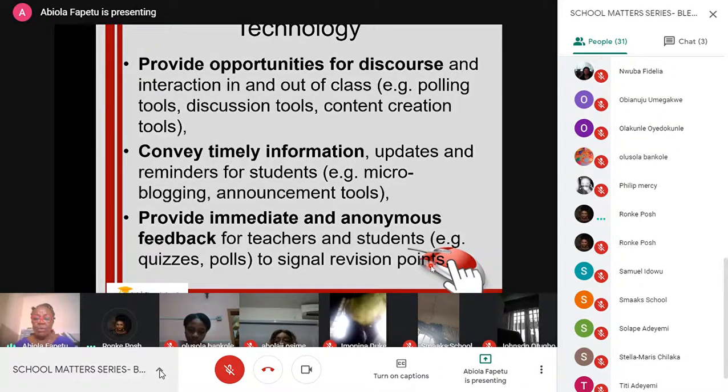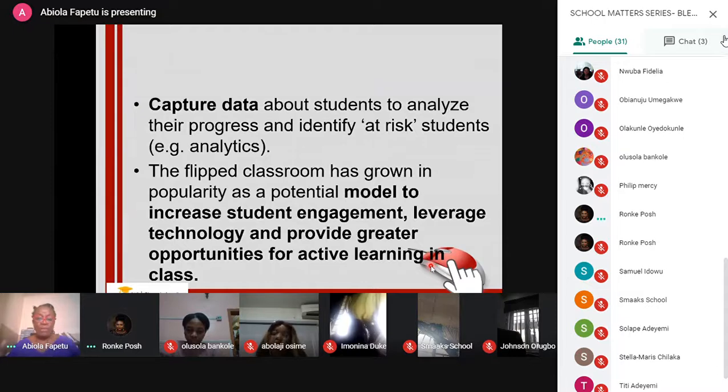You can signal revision points through all other technical or technologically based tools. Capture data from, for example, your data analytics. Who is weak, who is at risk, which concepts are they getting the most out of, which ones are they struggling with. All of these are made possible with the use of technology.